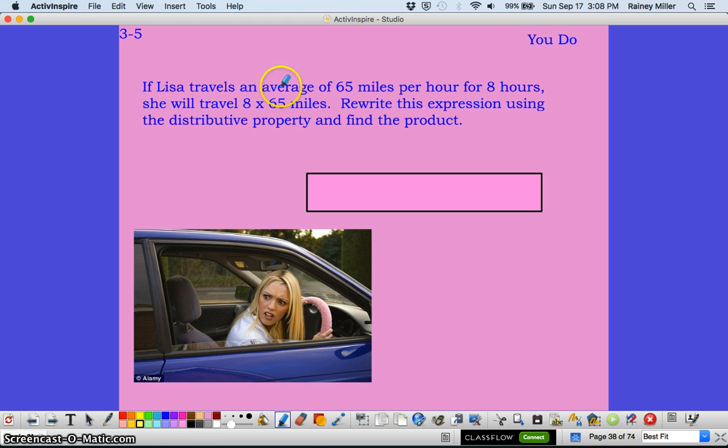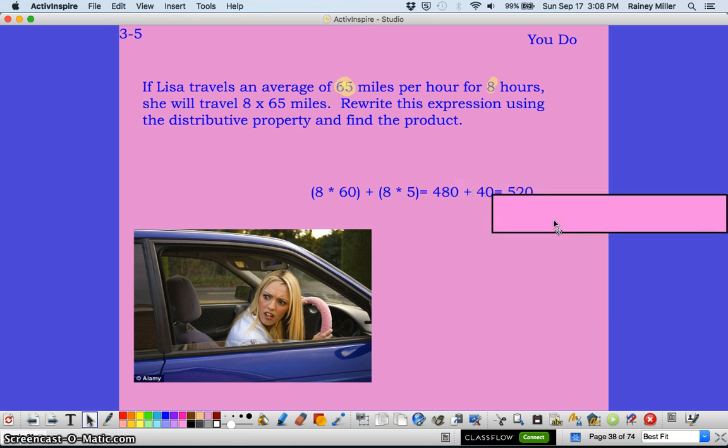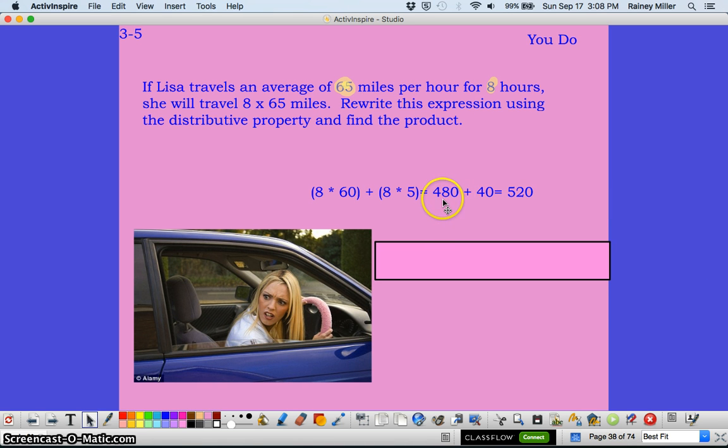Okay, so if Lisa travels an average of 65 miles per hour, I know the 65 is probably an important number, for 8 hours, I figured that 8 hours is probably going to be important. She will travel 8 times 65 miles. Rewrite this expression using the distributive property and find the product. If I have 8 times 65, I can do 8 times 60 and 8 times 5, which would give me 480 and 40, respectively, which I could add together to get my 520.